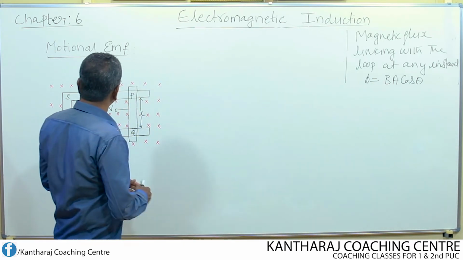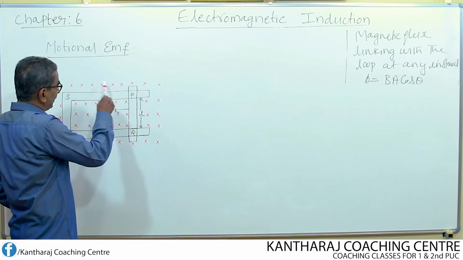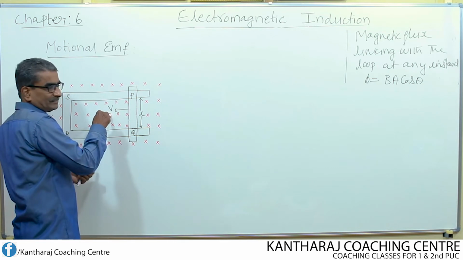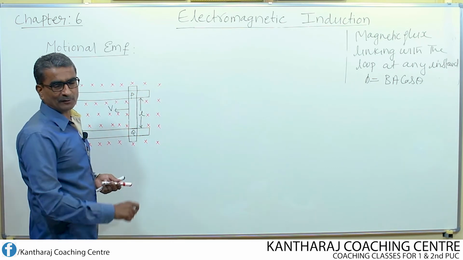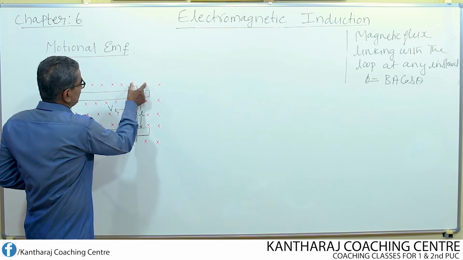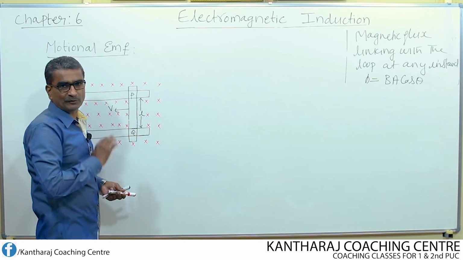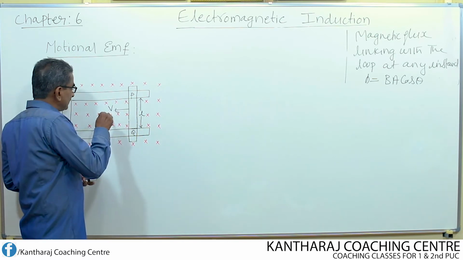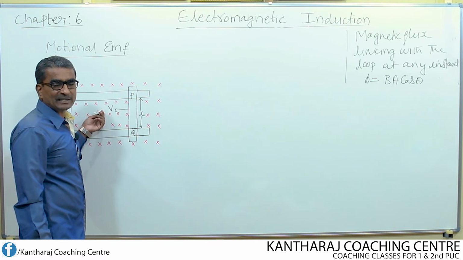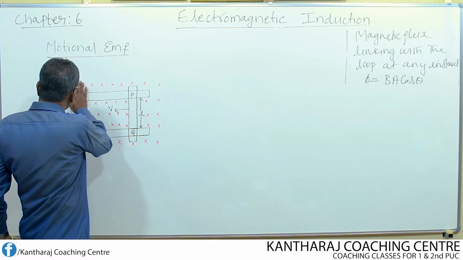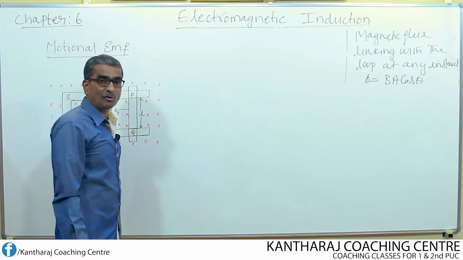Now what is the direction of the magnetic field? The direction of the magnetic field is perpendicular to the plane of the figure, inwards. Every cross mark represents one magnetic line of force. Since the distance between any two cross marks remains the same, we consider this field as uniform. If this is the direction of the magnetic field, then how will the area vector be? The area vector is a vector drawn to the surface of this loop in the outward direction.